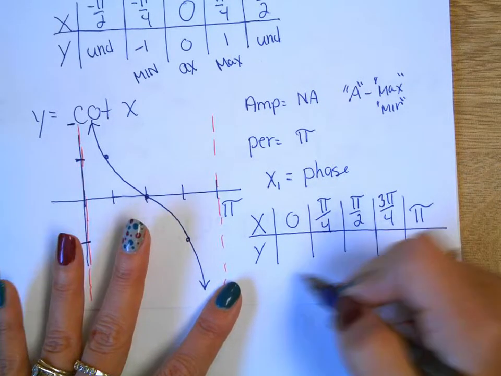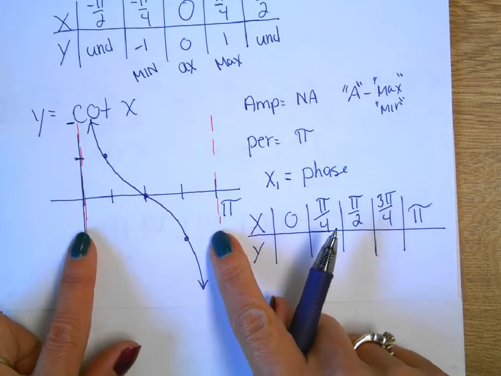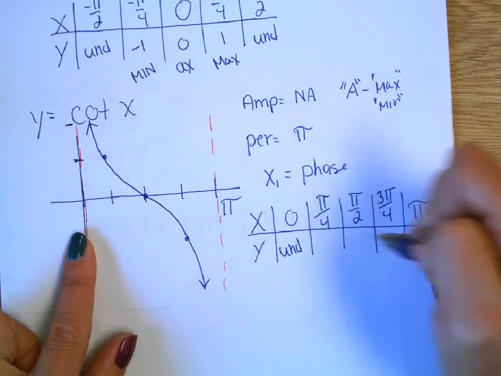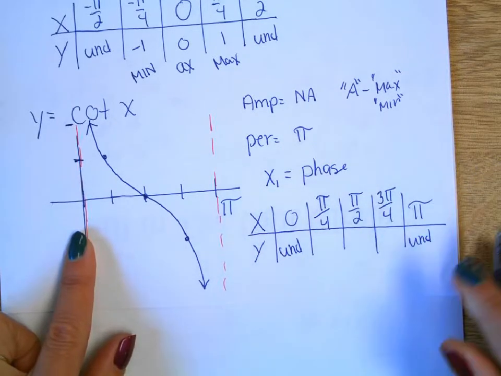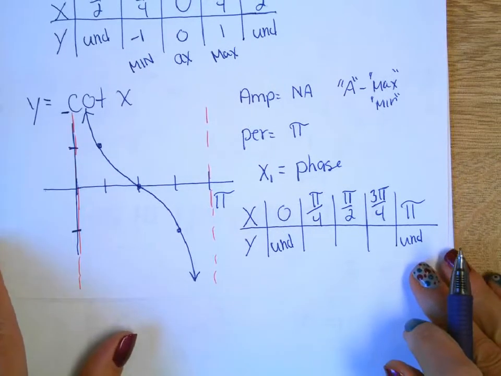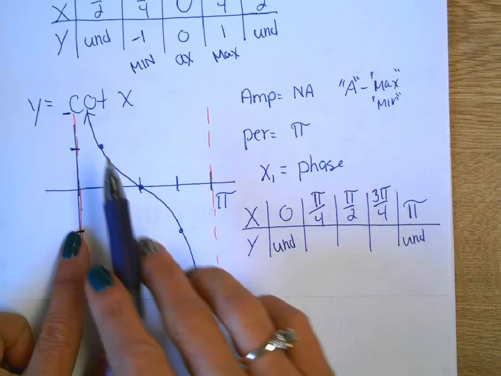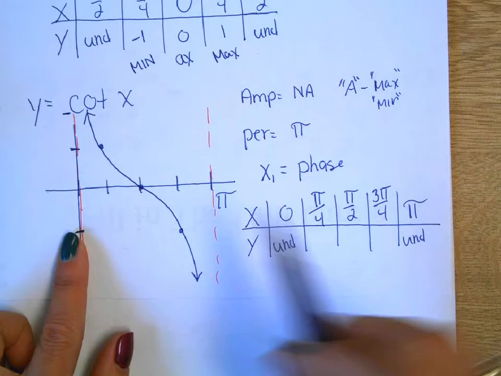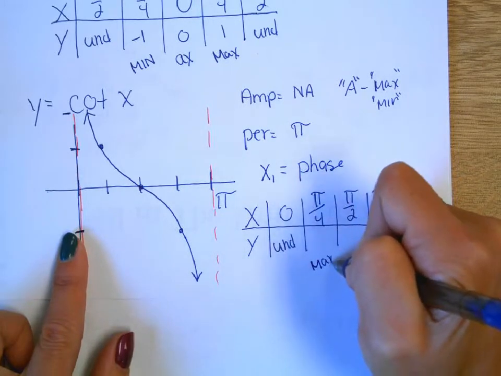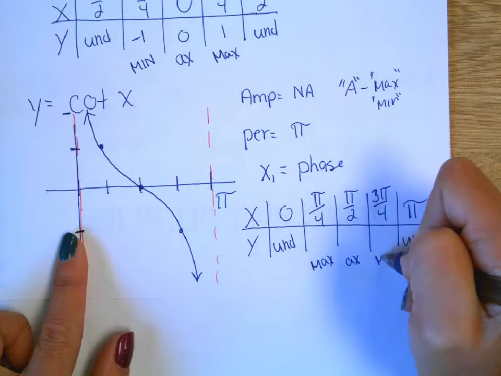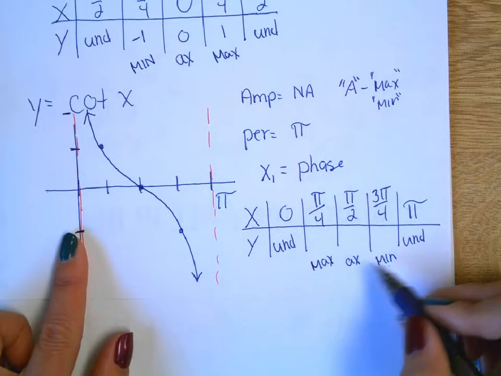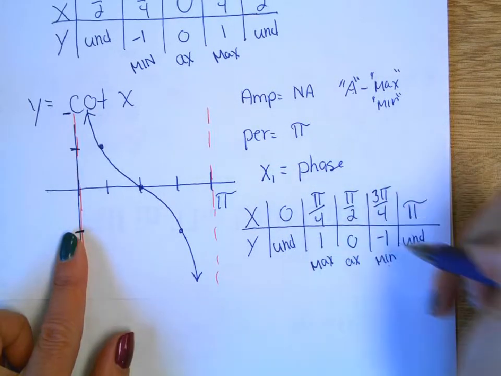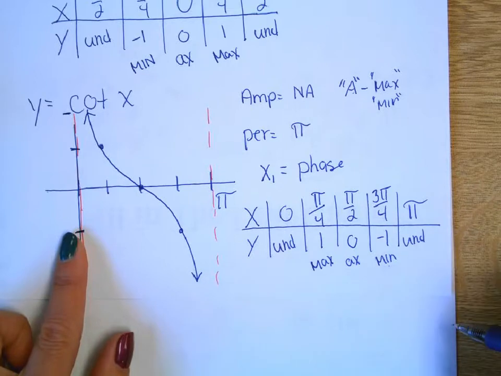All right, the y pattern, that was the whole point of doing the table here. Tangent and cotangent are both centered between asymptotes. So your first is undefined and undefined. So, cotangent is starting high, hitting the axis, finishing low. So the pattern is max, axis, min. And my max and min are determined by my A number. My A number here was a 1. So that's why I've got the 1, the 0, and the -1. So there's your pattern for cotangent.